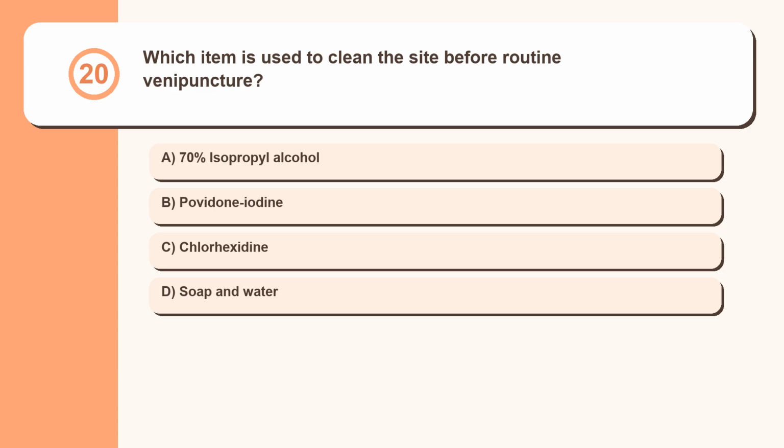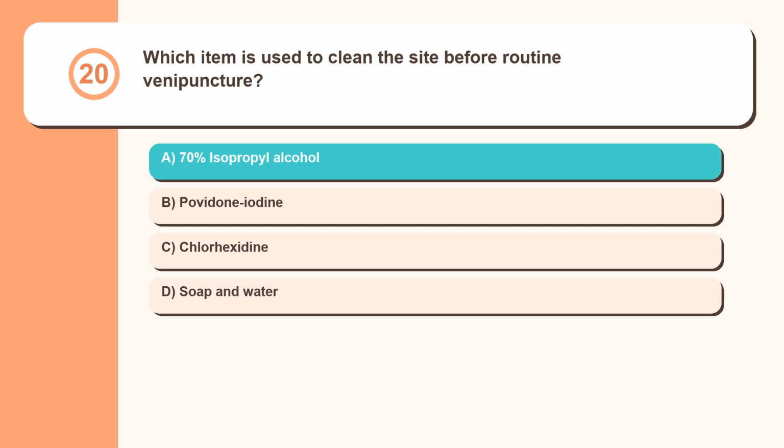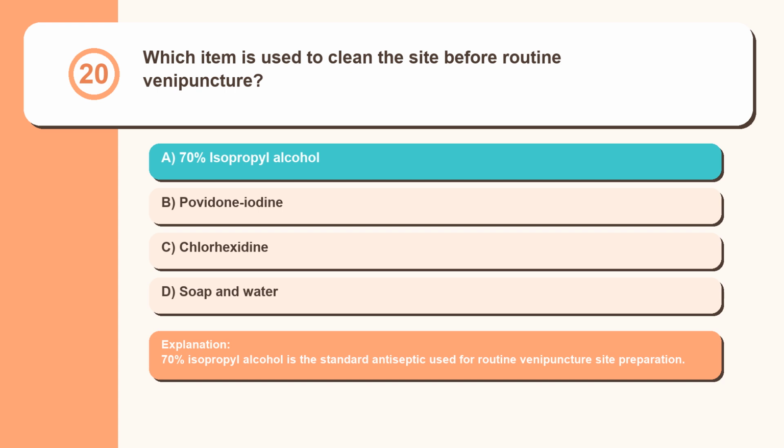Question 20. Which item is used to clean the site before routine venipuncture? 70% isopropyl alcohol, povidone, chlorhexidine, soap and water. 70% isopropyl alcohol is the standard antiseptic used for routine venipuncture site preparation.